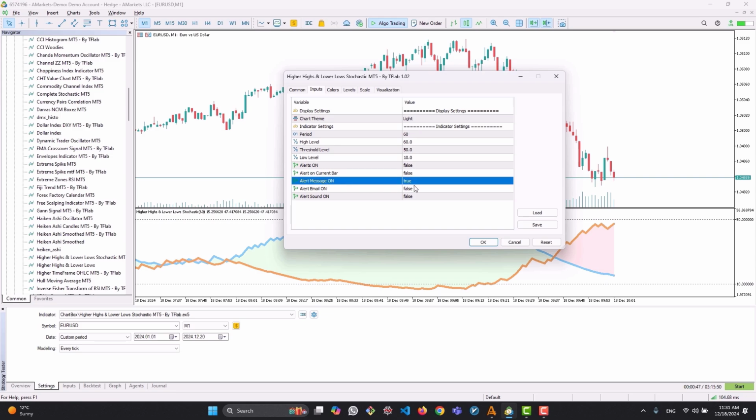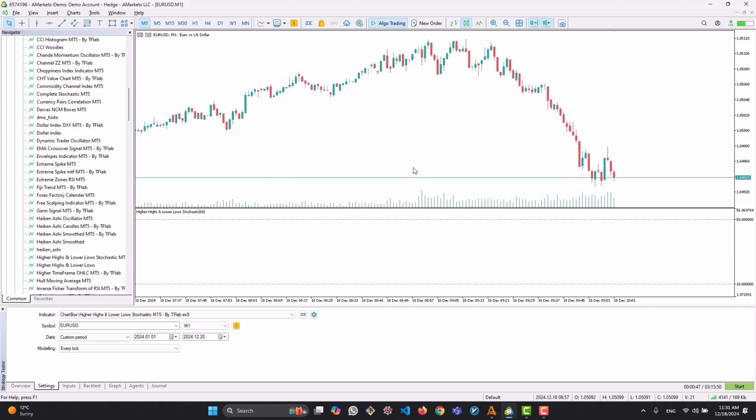This option, if true, displays the alert as a message on the screen. This option, if true, also sends the alert as an email to our mailbox. The last option, if true, also displays the alert as an audio message.